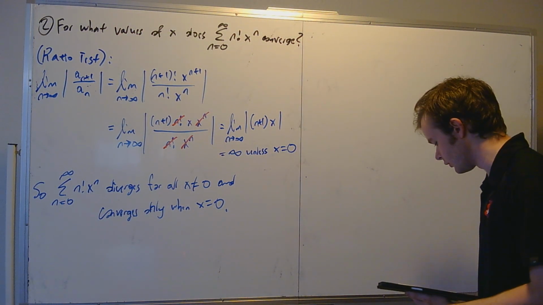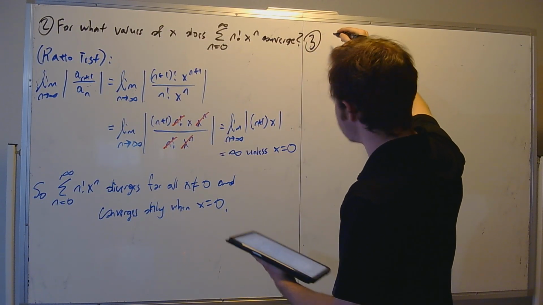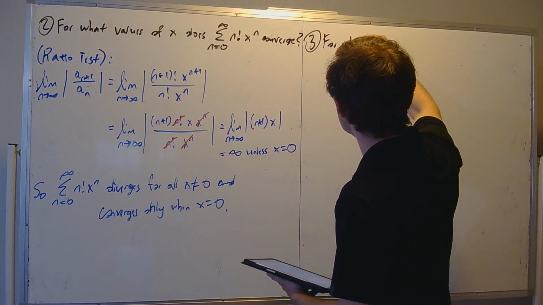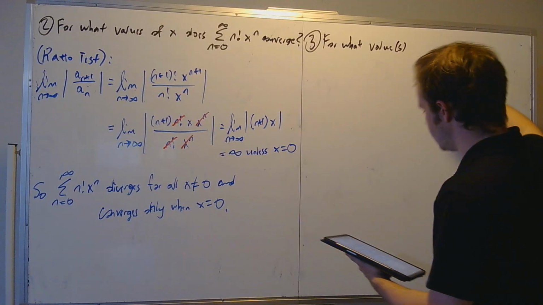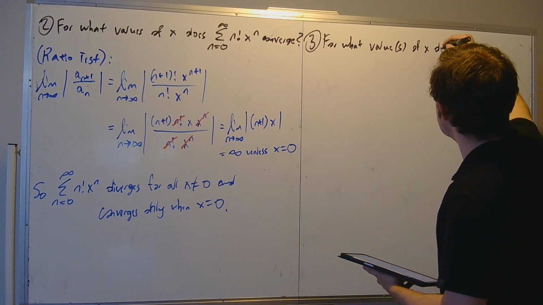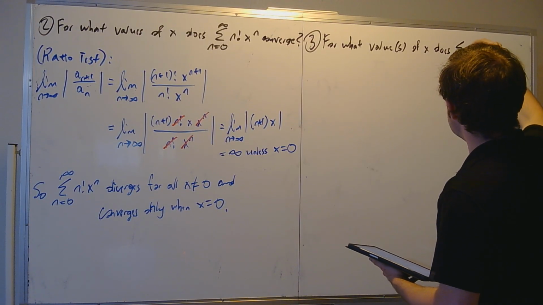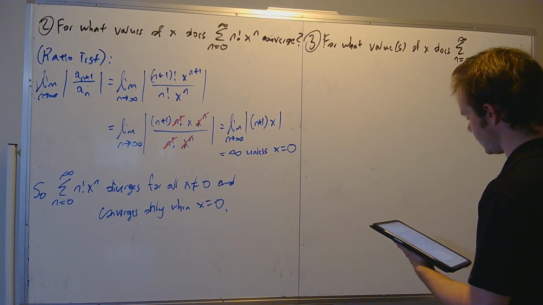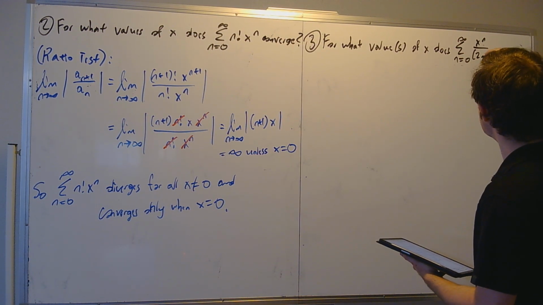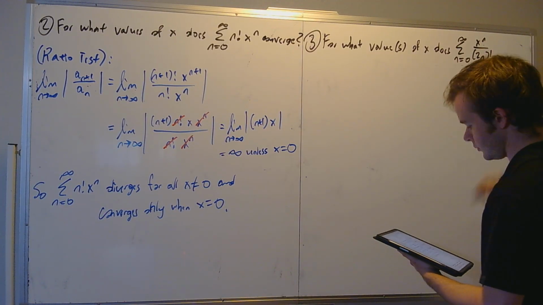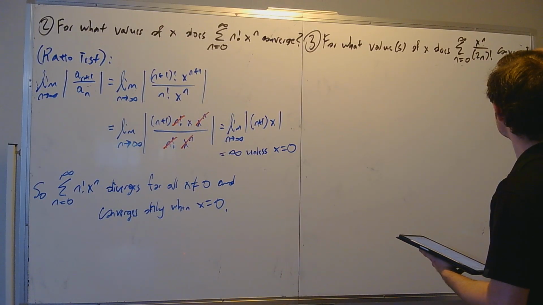So let's do one more example here. Example number 3 is going to say: for what values of x does the sum from n equals 0 to infinity of x to the n over 2n factorial converge? Okay.